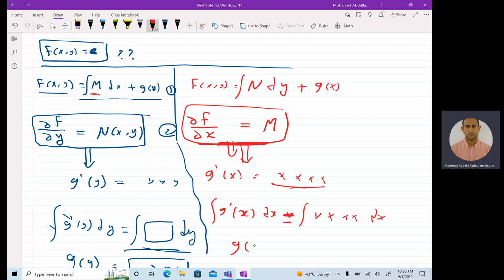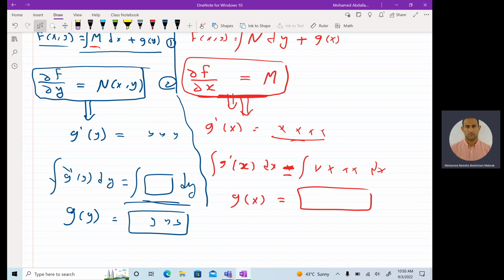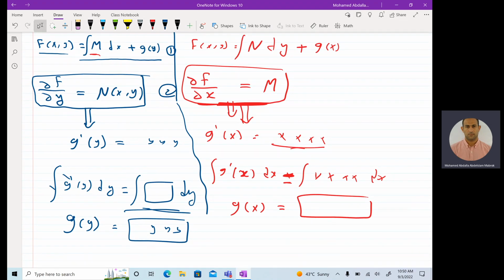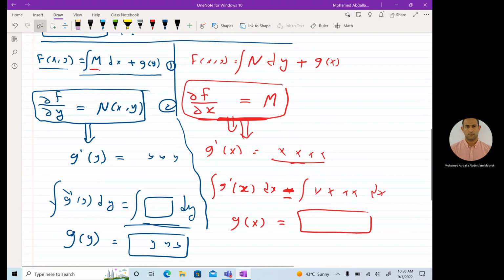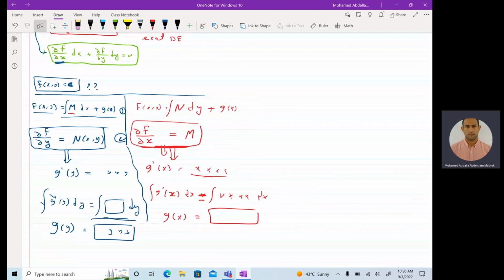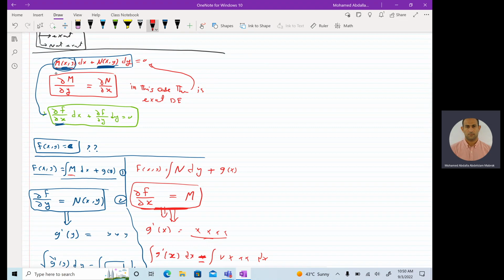Then here we can recover g of x, which will equal whatever the result of integration here. And this is a formal way of solving the exact differential equation. The exact differential equation is any differential equation that can be written in this way and satisfies this condition.